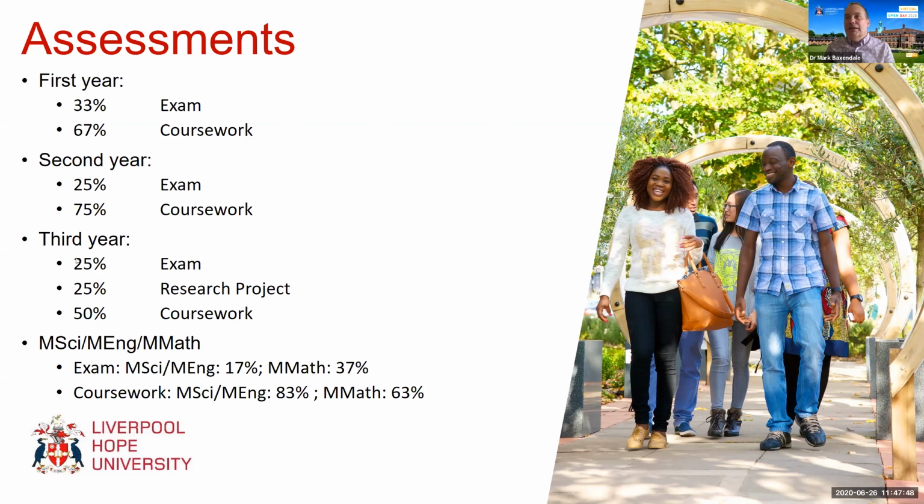Third year, still 25% exam, but we have this 25% research project. This gets called different things in different places: research project, dissertation. It has been mentioned by a couple of people throughout the session. This project is a major independent piece of work, and it's a chance for you to show off what you've learned on your course and to really get stuck into a particular topic that interests you. So 25% on the project.